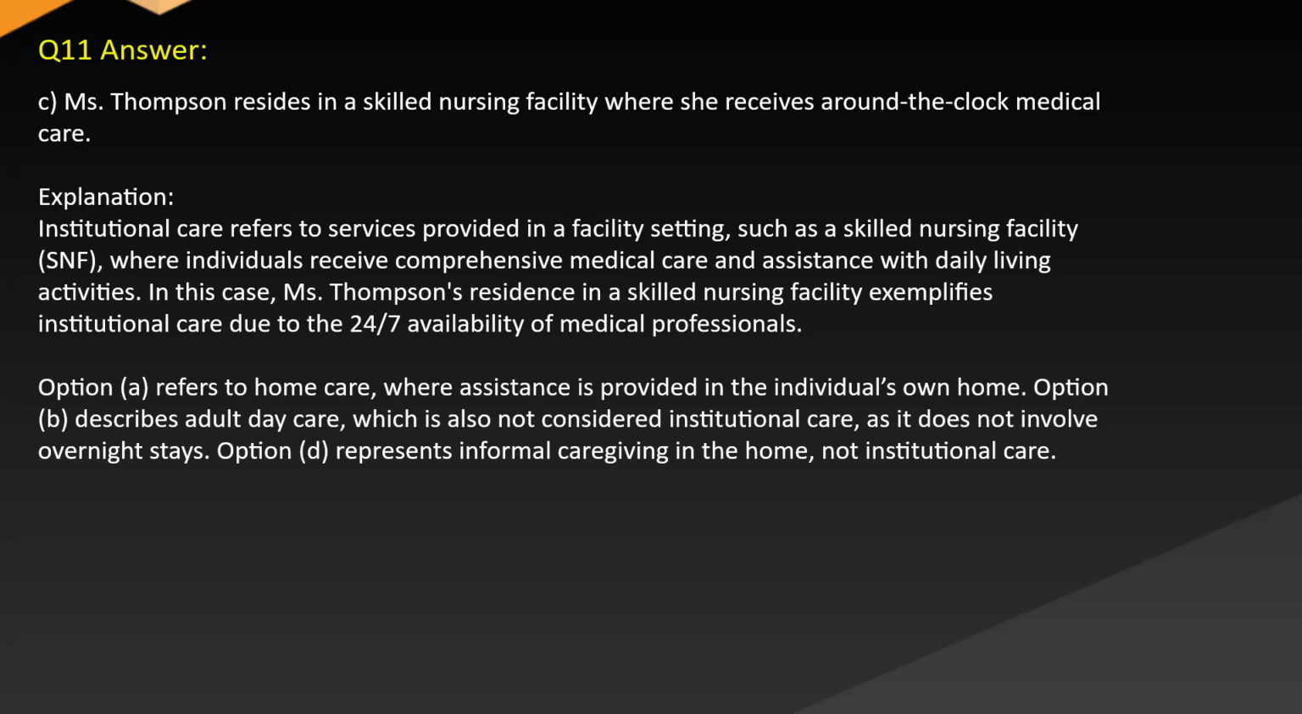medical professionals. Option A refers to home care, where assistance is provided in the individual's own home. Option B describes adult day care, which is also not considered institutional care as it does not involve overnight stays. Option D represents informal caregiving in the home, not institutional care.